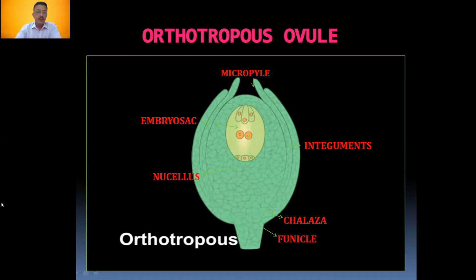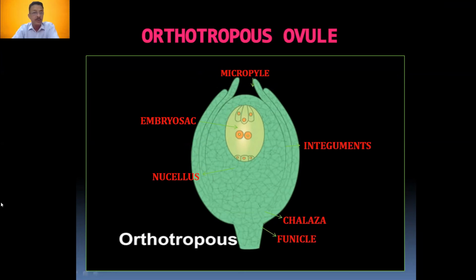First, which we are looking at in the PPT, it is orthotropous ovule. The different parts of ovule: micropyle, that is the mouth of the ovule, and its basal part is called chalaza. The stalk of the ovule, जिसके ऊपर ovule खड़ा होता है, it is called funicle. In the base there are funicle and chalaza.